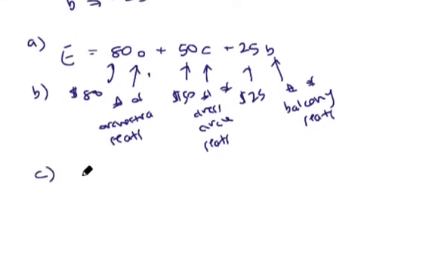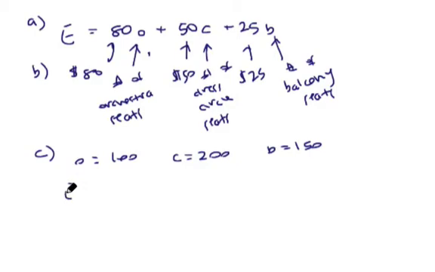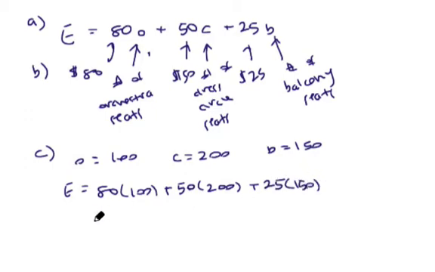So now in part C, we want to know how much will the theater earn if they sell 100 orchestra seats. So O here is 100. They sell 200 dress circle seats and 150 balcony seats. So we want to put that into our formula. So E here will equal 80 times 100 plus 50 times 200 and 25 times 150. If we calculate all of this, we will get a total of $21,750.